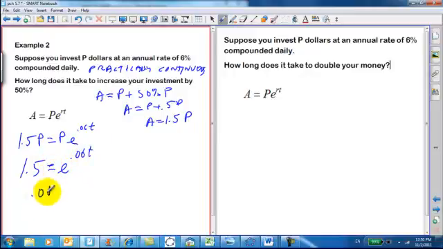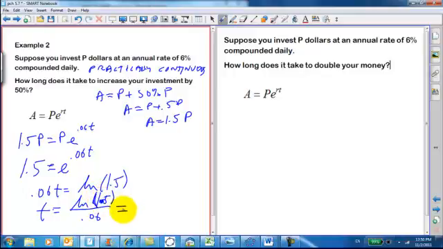So 0.06t will equal the natural log of 1.5. So you get t equals the natural log of 1.5 over 0.06. And that works out to be 6.76 years to get to 50% more of your money.